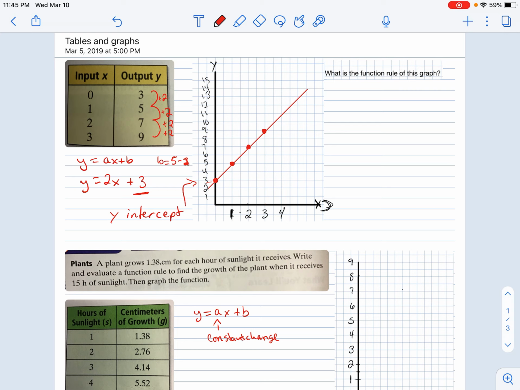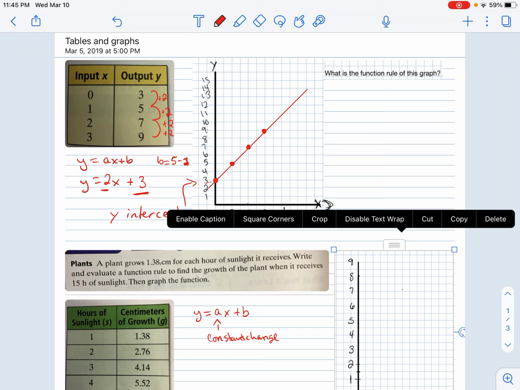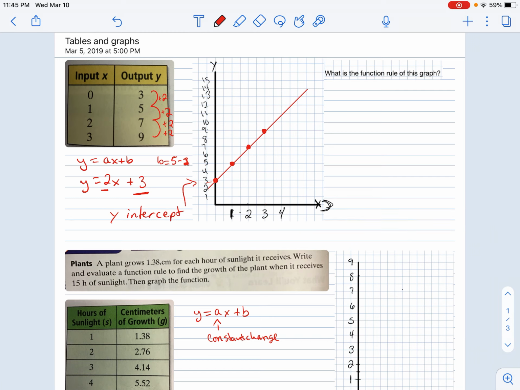Okay. And then this right here is referred to as your slope. What is your rise over your run? So you go up 2 for every 1 you go over. And that's what you'll see here. From 0 to 1, you went up 2. You went from 3 to 5.